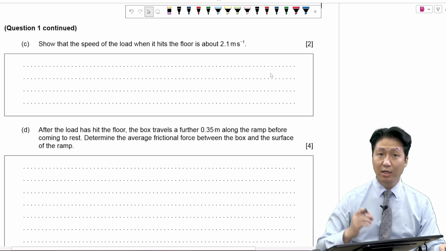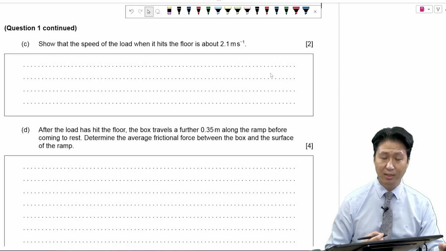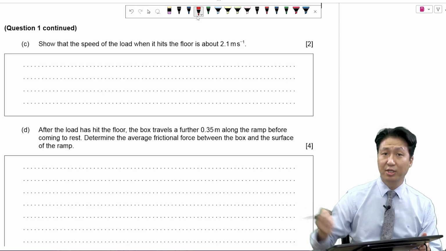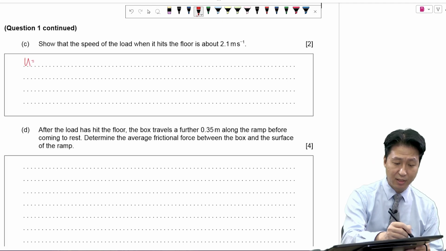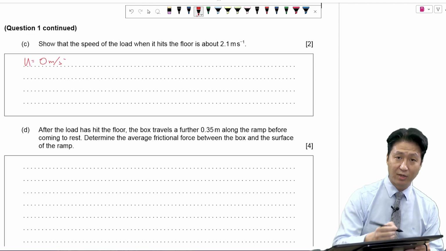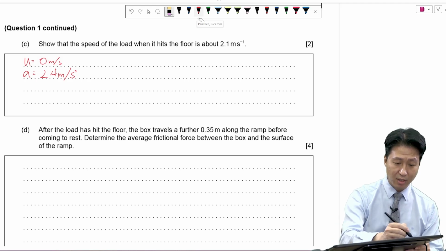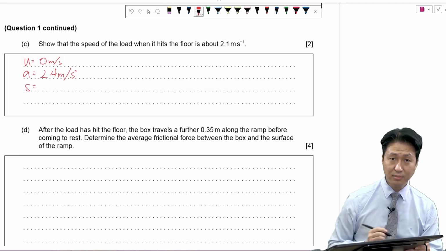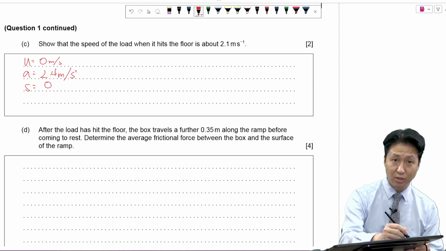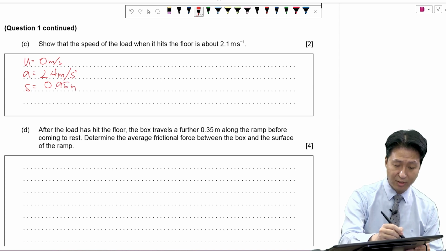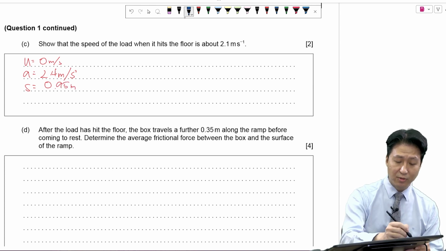Part C. Show that the speed of the load when it hits the floor is about 2.1 meters per second. So we have several of the initial conditions. We have the initial velocity. It is dropped, so the initial velocity is 0. We have the acceleration, which is given by the problem as 2.4 meters per second squared. We have the distance that it travels, 0.95 meters. We did not know the time, and we did not know the final velocity.